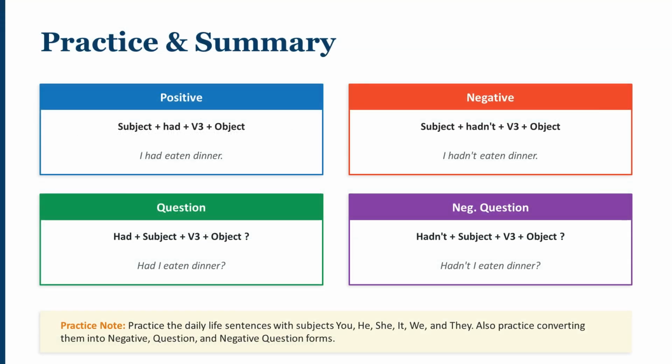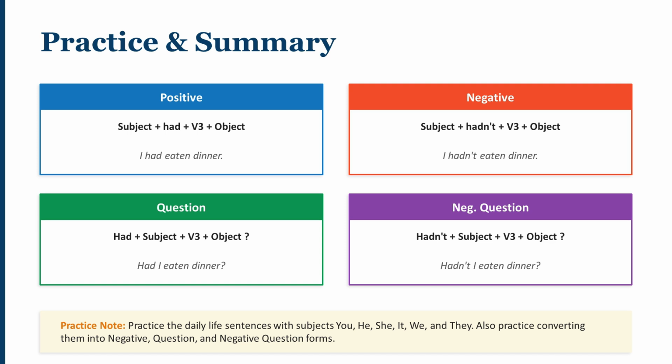Let us now summarize what we have learned today. For positive sentences, the structure is subject plus had plus V3 plus object. For example, I had eaten dinner. For negative sentences, the structure is subject plus hadn't plus V3 plus object. For example, I hadn't eaten dinner. For questions, the structure is had plus subject plus V3 plus object, followed by a question mark. For example, had I eaten dinner?